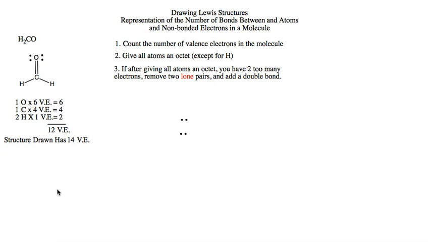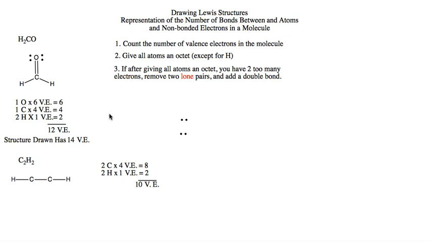Now, there are going to be some times that even after we do this last step that I just did here, after giving all atoms an octet, you have too many electrons, remove 2 lone pairs and a double bond, we're still going to have too many electrons. For instance, in the molecule C2H2, which has a connectivity shown here, if we count up the number of valence electrons we should have, doing it the same way we did up top, we find that we should have 10 valence electrons in the final structure that we draw, 8 from the 2 carbons, 2 from the 2 hydrogens.